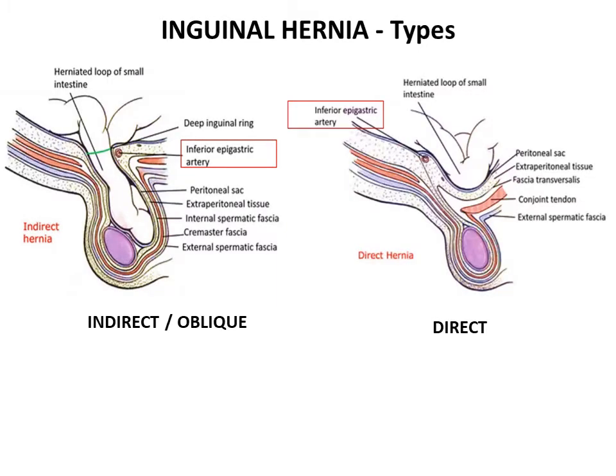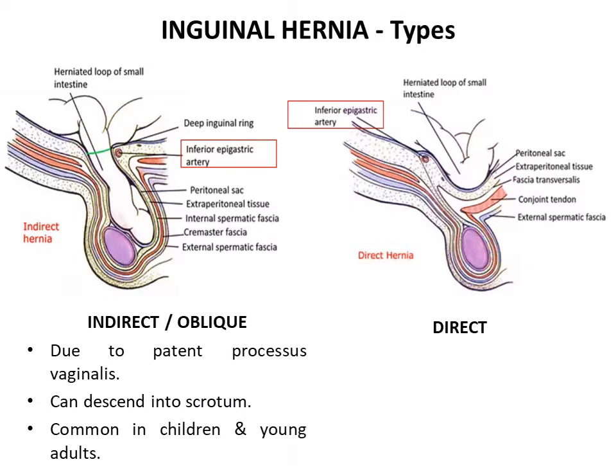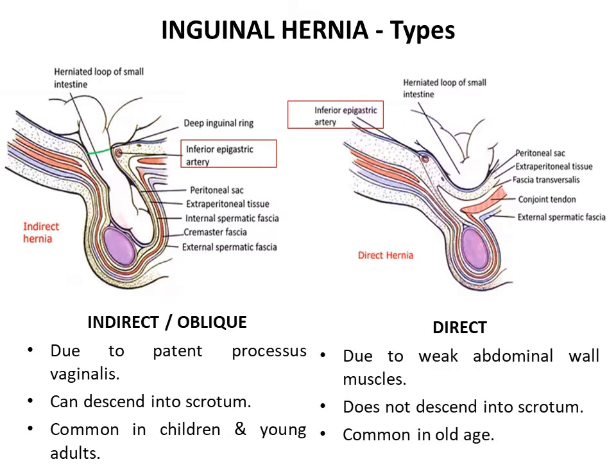The indirect inguinal hernia or the oblique inguinal hernia is usually due to a patent processus vaginalis, which is formed during the descent of the testes. Hence, it can descend into the scrotum and is more commonly seen in case of children. However, it may sometimes present at a later age in young adults as they have increased intra-abdominal pressure during weightlifting, etc. The direct inguinal hernia, on the other hand, is due to the weak tone of the abdominal wall muscles. It does not descend up to the scrotum and is therefore seen commonly in the elderly.